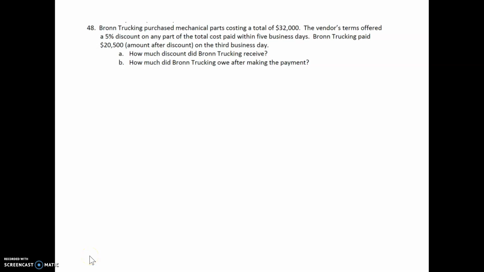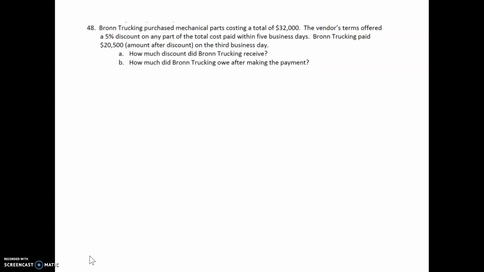Okay, so the trucking company purchased mechanical parts for $32,000 total. The people selling them are offering a 5% discount on any part they paid within 5 business days. This is kind of confusing. So what they're saying is the trucking company is going to pay a certain amount, probably less than 32,000, and as long as they pay it within 5 days, they get a 5% discount of that.